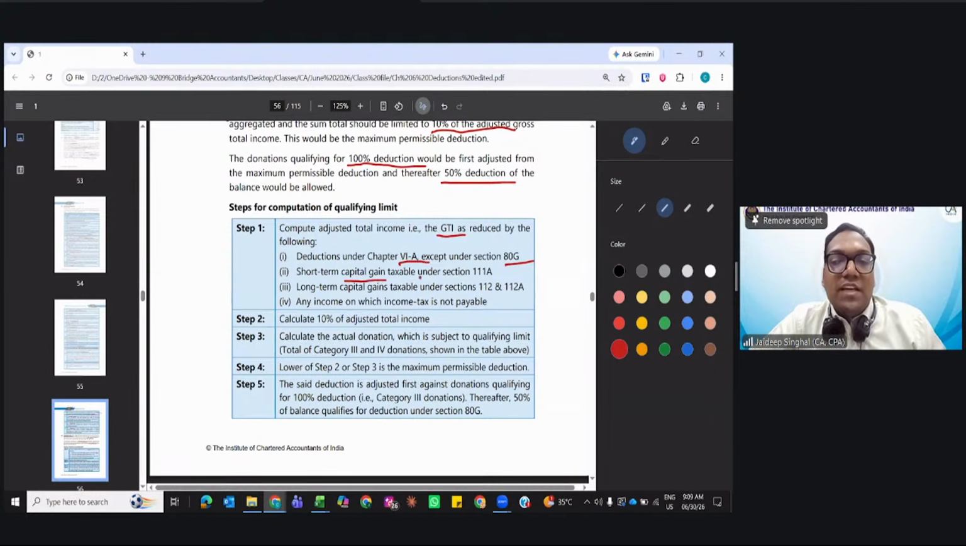Then we will take the short-term capital gains and reduce the special rate income as well. We will, from the gross total income, reduce all deductions except ATG, because for ATG we have to calculate how we can deduct it. Then short-term capital gain under 111A, special rate income, we remove, and the long-term capital gain of 112 and 112A, special rate incomes, we remove. Then any other income for which the tax is not payable, exempt income. Exempt income is anyways not included in the gross total income. You adjust the gross total income by this, we call it adjusted GTI. You take the 10% of it. Then you take the lower. This we will study by an example.